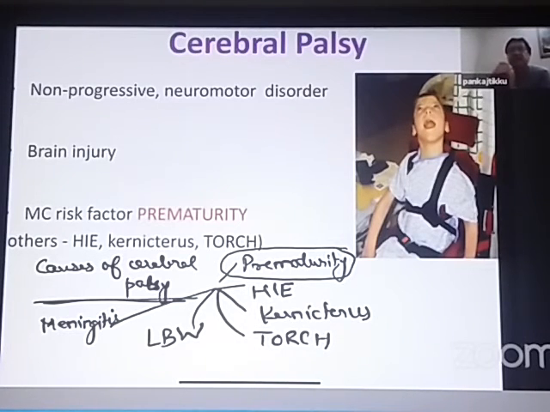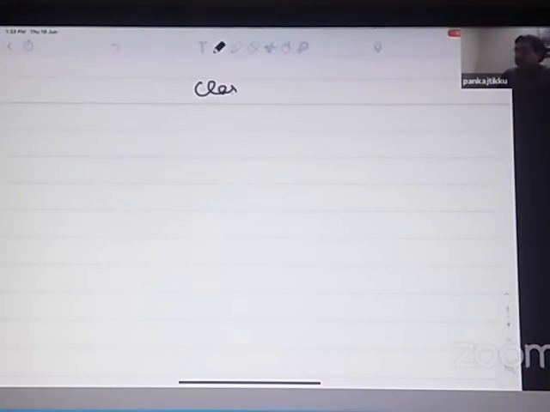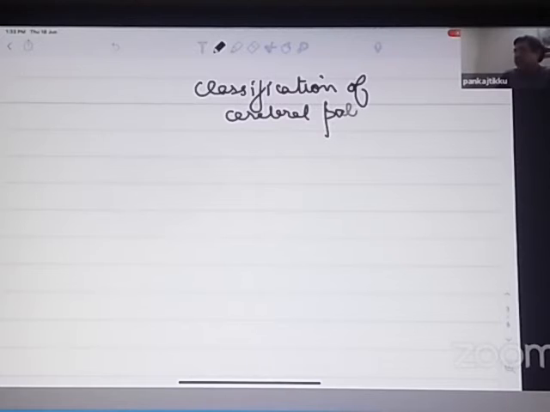Okay, how do you classify cerebral palsy? I hope you have all written this. Classification of cerebral palsy: cerebral palsy is classified based upon which part of the brain is predominantly damaged.